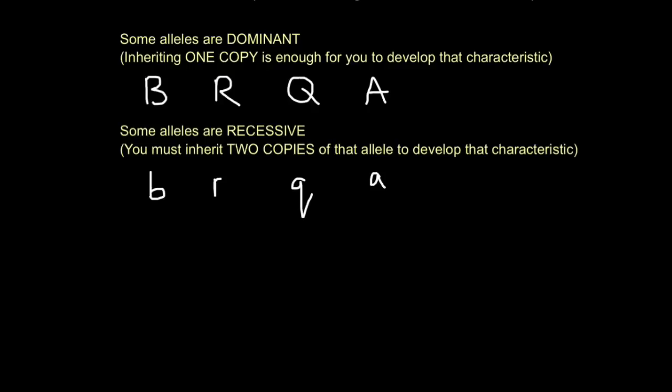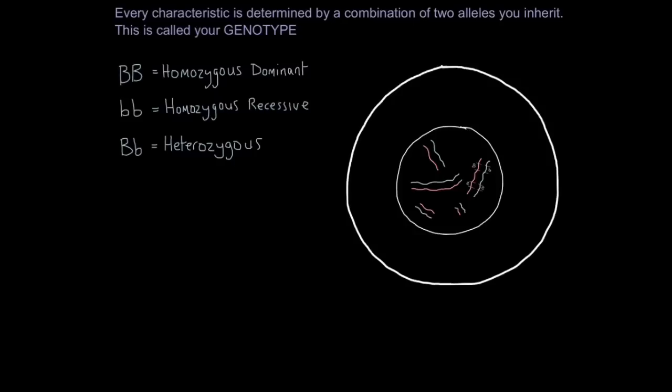Other alleles are said to be recessive. Here, you must inherit two copies of that allele to develop that characteristic. Recessive alleles are given the lowercase form of the letter, so small b, small r, small q, small a. Every characteristic you possess is determined by a combination of two alleles you will inherit from your parents.